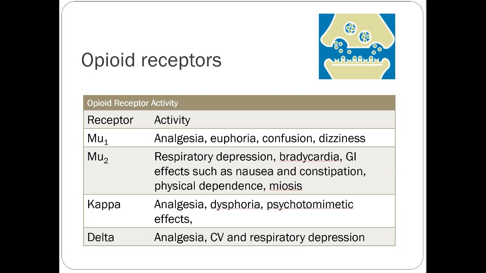So anyway, Mu-1 is our target: analgesia, euphoria, confusion, and dizziness. So of course, analgesia is what we want. The euphoria comes along with it. Now, I should point out that, again, these affect people differently. If you take an opioid, you aren't immediately going to feel euphoric. In fact, the majority of people in this room, if we took a dose of oxycodone, we probably wouldn't feel much euphoria. We'd probably feel maybe a little bit relaxed.